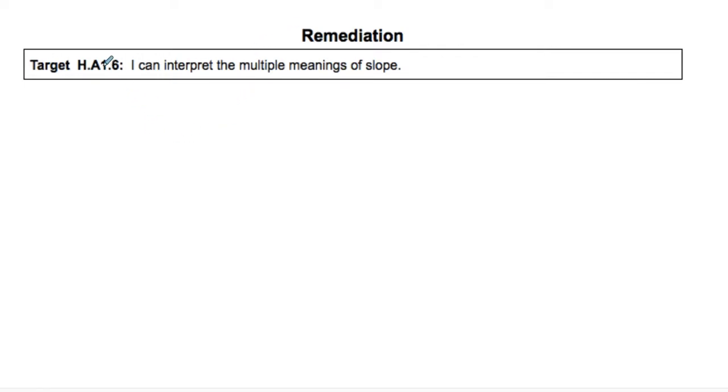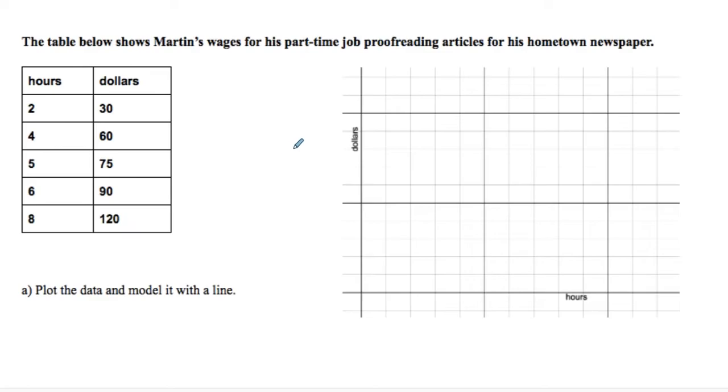We are going to talk about target 1.6 in this video, which has to do with interpreting the multiple meanings of slope. All right, so let's get at it. Here is our application, our problem here.